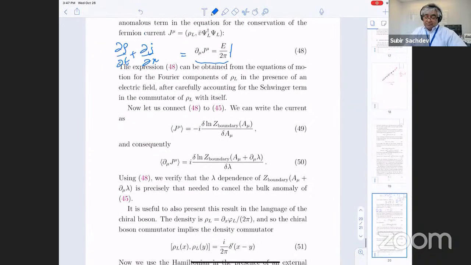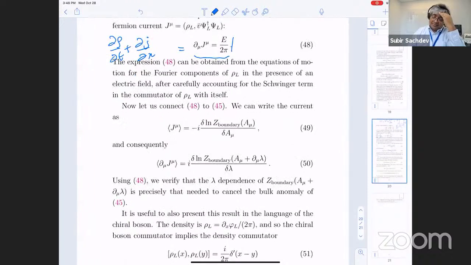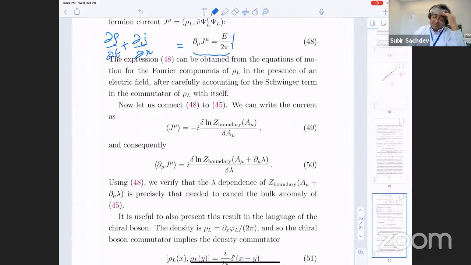So suppose we are able to evaluate the boundary partition function as a function of the mu. Then just as I showed you for the bulk, it's always true that the current is the derivative of the log of the partition function with respect to mu. That's just an exact identity. It just follows from the path integral in all cases.